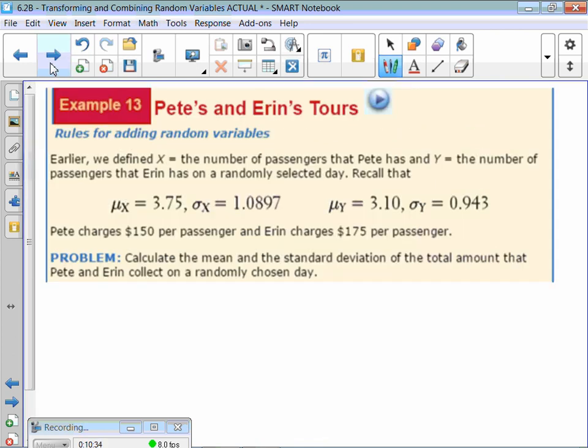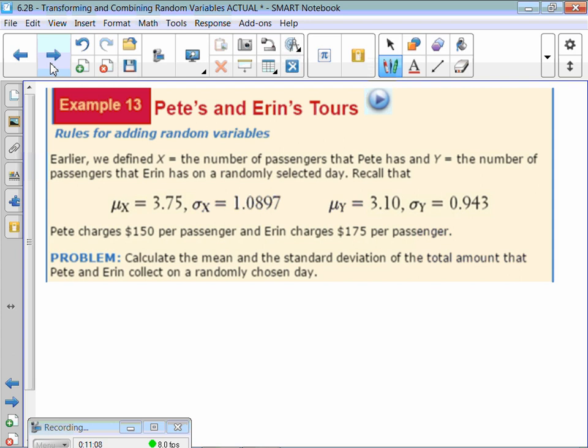So let's see. Now we're going to add in a couple extra things. So our transforming random variables and combining at the same time. So we're going to use what we learned last week, if you remember, and then what we just learned today. So earlier we defined X as the number of passengers that Pete has and Y as the number of passengers that Aaron has on any randomly selected day. And there's our mean and standard deviation for Pete is X and Aaron is Y. Pete charges $150 per passenger, and Aaron charges $175 per passenger.